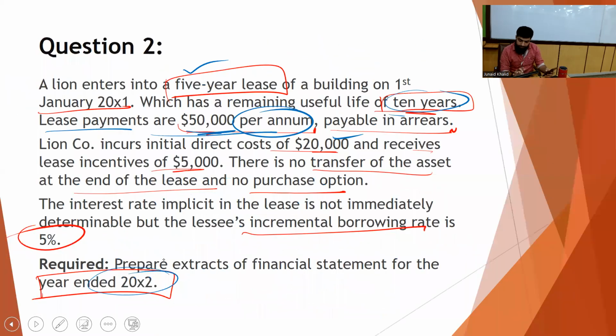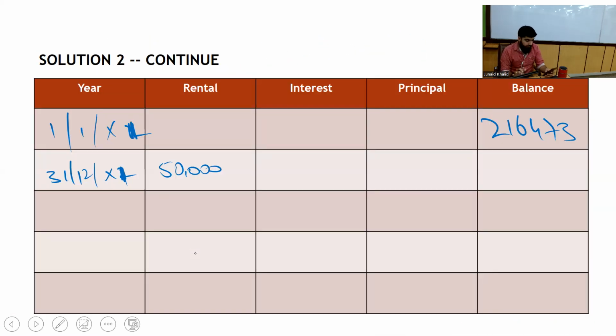216,473, and the rate of interest is 5%, so the interest is 10,824. Out of the 50,000 rental paid, the rental includes the interest amount of 10,824. That is 50,000 minus this one. This means the principal paid is 39,176.